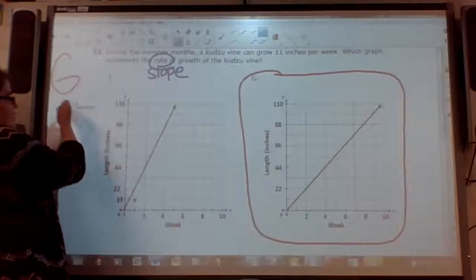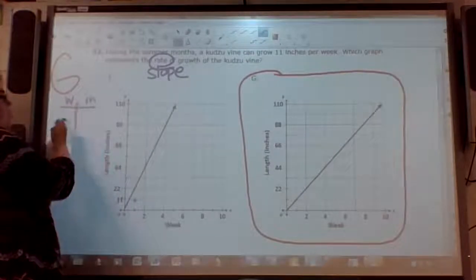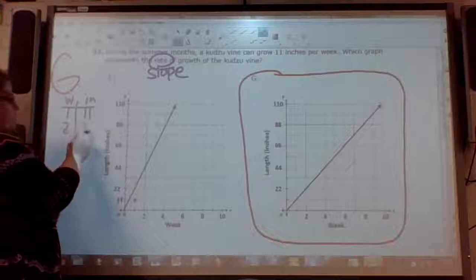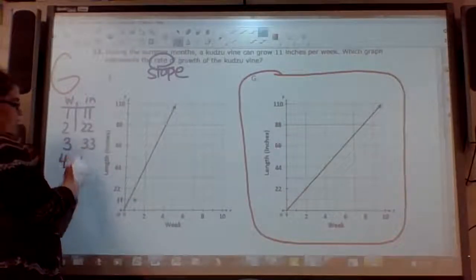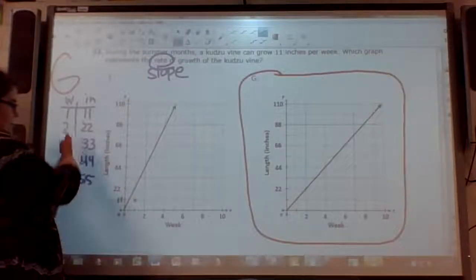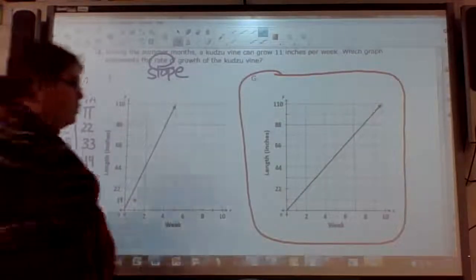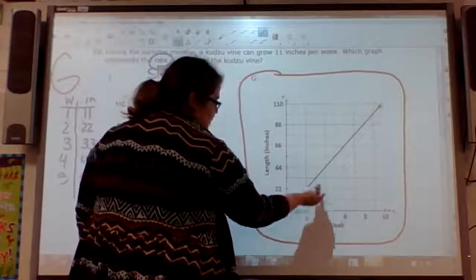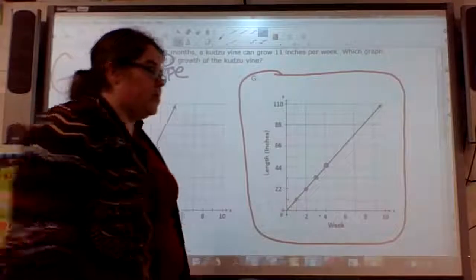If I make a little table, week, inches: 1 week should be 11, 2 weeks should be 22, 3 weeks should be 33, 4 weeks should be 44, 5 weeks should be 55. I am looking for the graph that matches that. 1 week, 11. 2 weeks, 22. 3 weeks, 33. 4 weeks, 44. So far, that one's working.